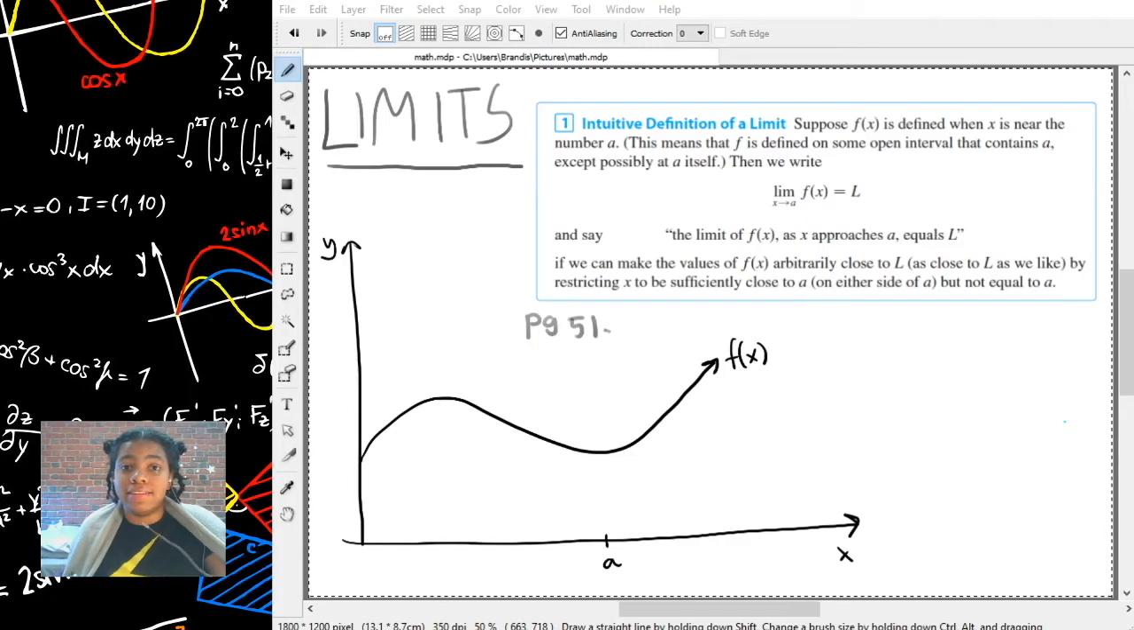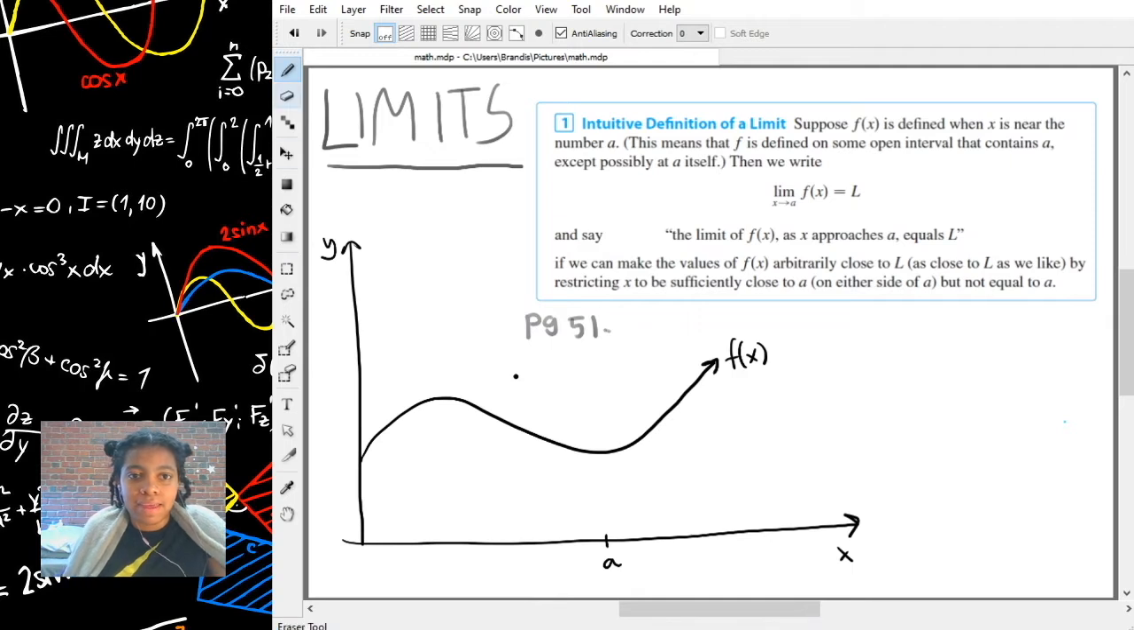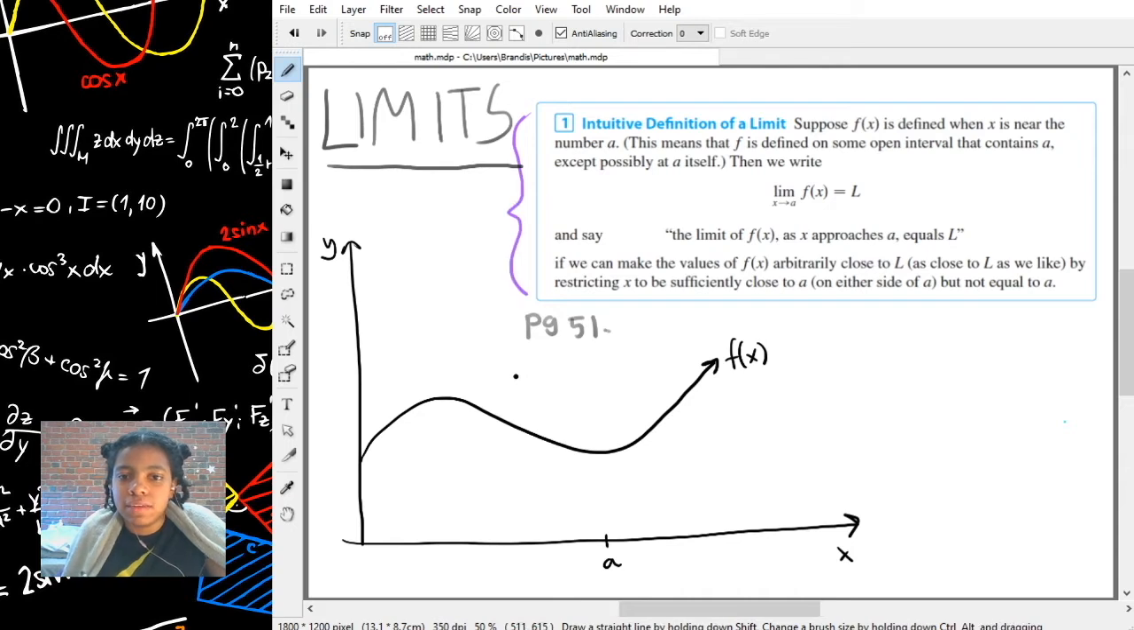Alright, hi, Branda's here. I'm here to teach you about limits. So I have my handy dandy program. I copy and pasted this definition from the textbook on page 51. And let's get cracking. I'm going to try and translate this into English as best as I can.